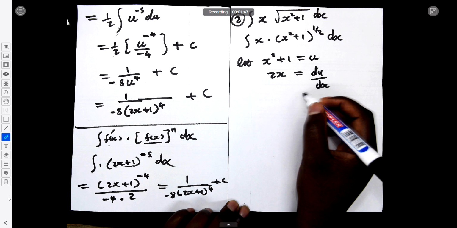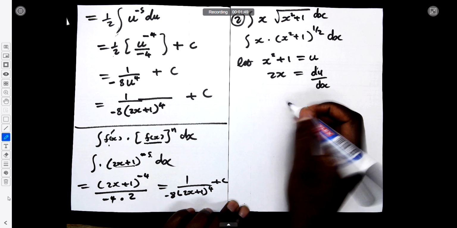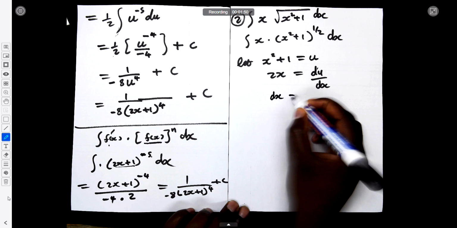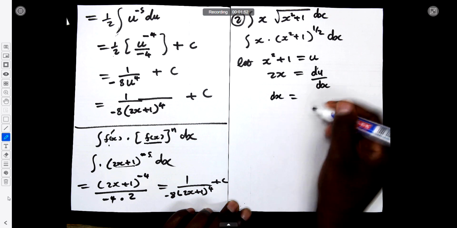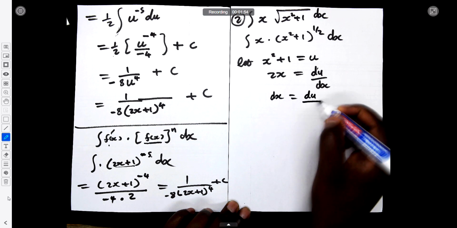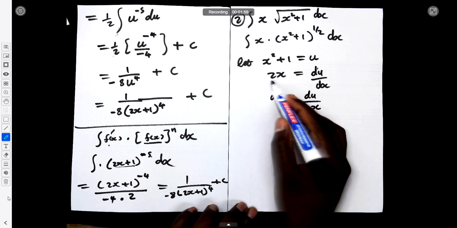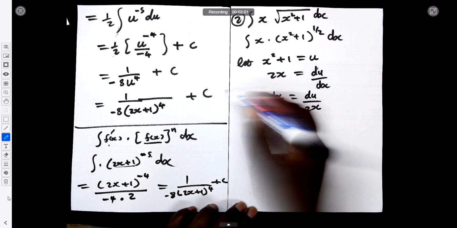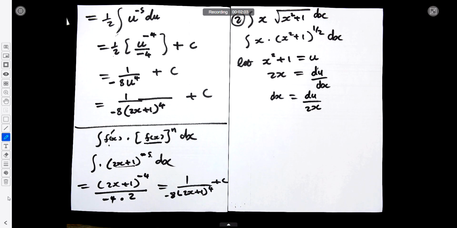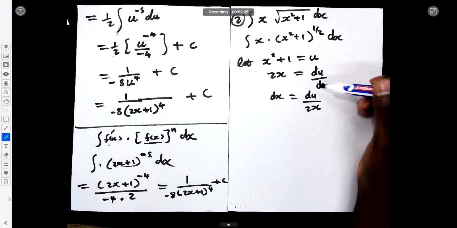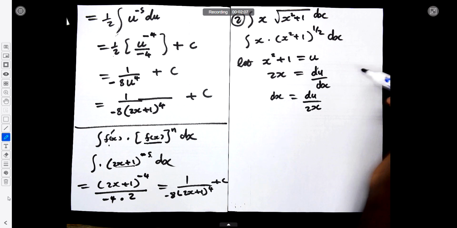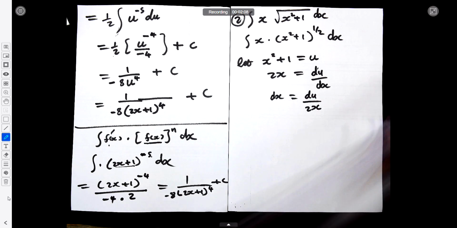So in the meantime, we're going to make dx the subject of the formula. If you make dx the subject of the formula, you're going to have du all divided by 2x. So we have divided on both sides by 2x and multiplied on both sides by dx. I hope it's clear.